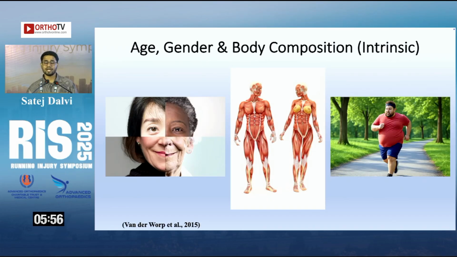Having higher BMI will mean you are going to generate higher ground reaction forces when you run, so that's going to increase the joint stresses. Also, having higher BMIs essentially puts you in that state of para-inflammation, which in itself is not great to be in.